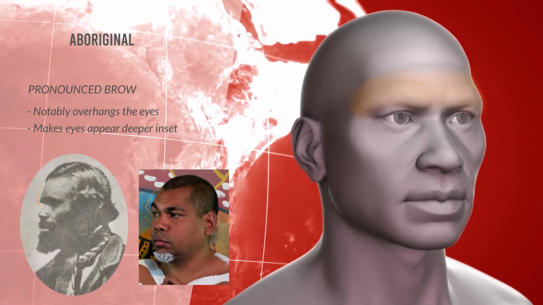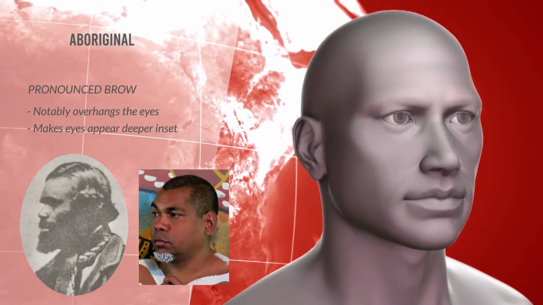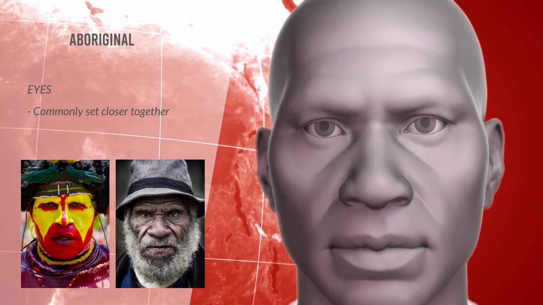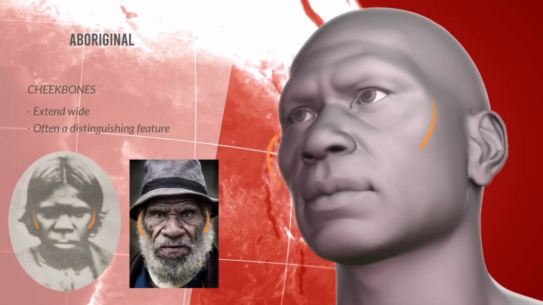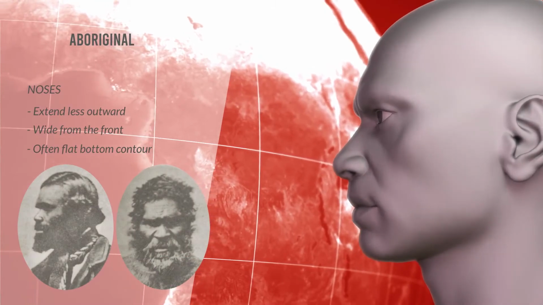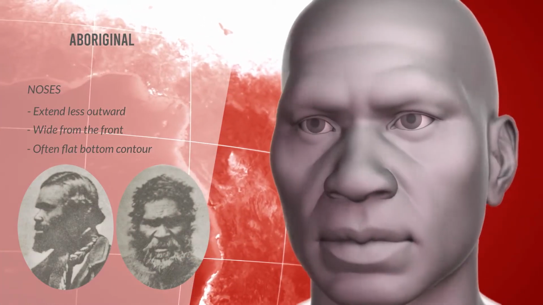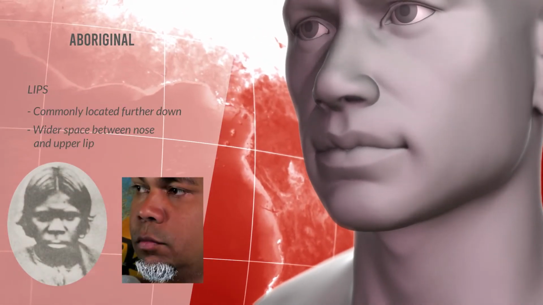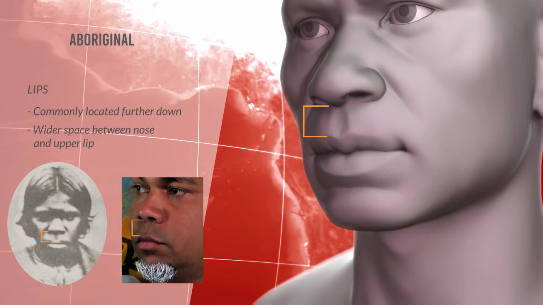Next, we're going to look at the Aboriginal ethnicity. That includes indigenous populations of Southeast Asia, Oceania, as well as parts of South Asia. Among the key physical characteristics is a pronounced brow that overhangs the eyes. Eyes are commonly set a little closer together. Cheekbones a bit wider and more prominent. Aboriginal noses are generally shorter and wider with a flattened bottom contour. And lips are often located further down, closer to the chin, leaving a wider space between lips and nose.